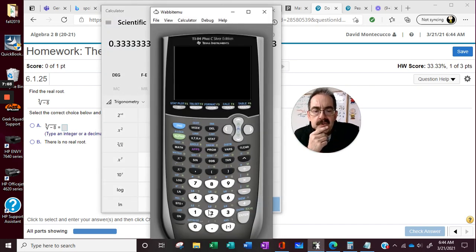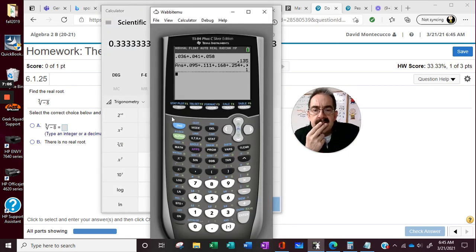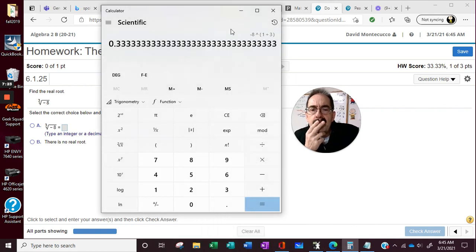I'm going to have to do some investigating there because the answer is the cube root of negative 8. It's negative 2. So this gave me negative 2. I want negative 2. Negative 8 to the 1/3 power.